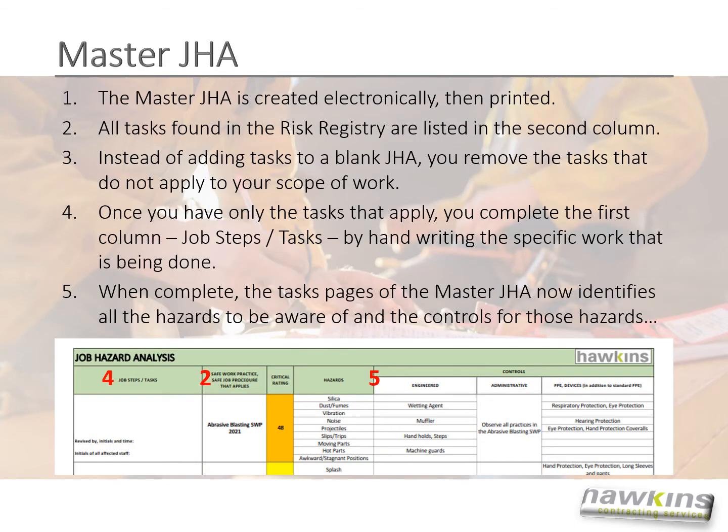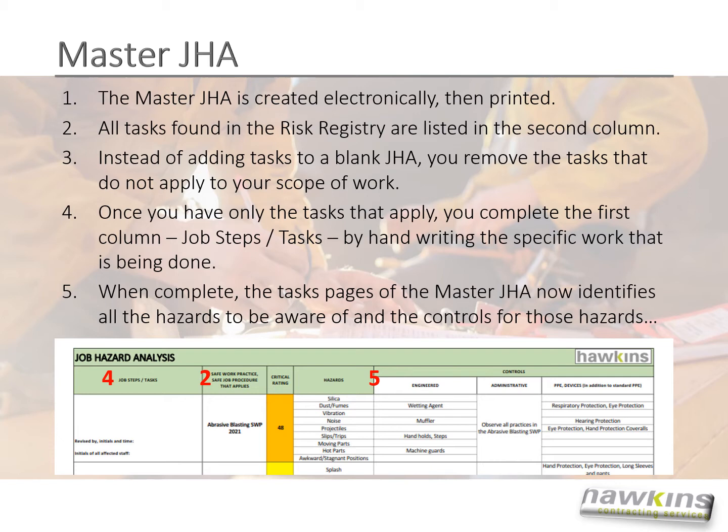Master JHA is a very important on-site resource for health and safety. The Master JHA is created electronically, then printed and kept on site. All tasks found in the risk registry are listed in the second column of this Master JHA. Instead of adding tasks to a blank JHA, with the Master JHA you remove the tasks that do not apply to your scope of work.